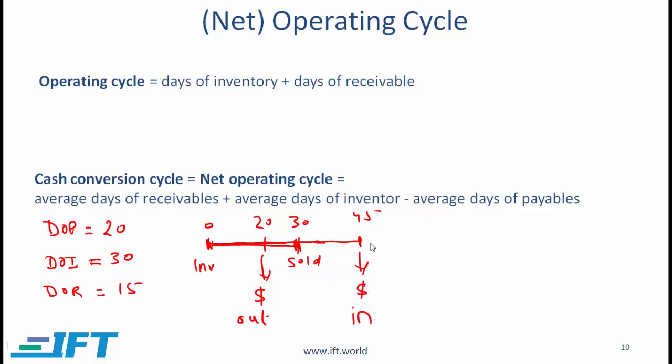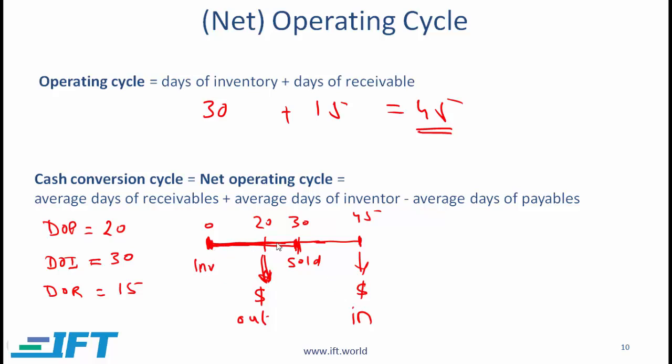From 0 to 45, which is the time between when inventory was received and inventory sold, that is 45 days. Days of inventory 30 plus days of receivable 15 is equal to 45. This is the operating cycle. With the net operating cycle, we are looking at the time between when cash is paid to suppliers till the time when cash is received from customers.